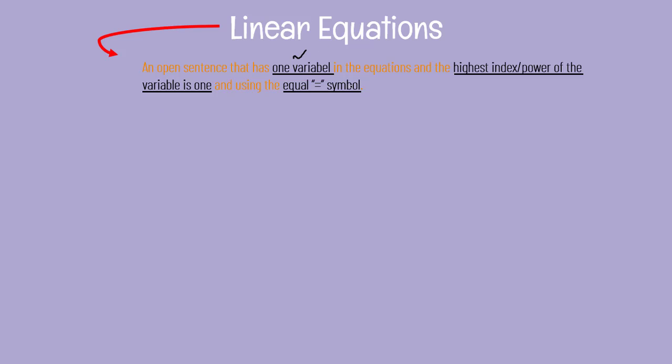An open sentence that has one variable in the equation, where the highest index or power of the variable is 1, and using the equal symbol. So, there are 3 points to detect whether the equation is a linear equation or not: one variable, the highest index or power of the variable is 1, and it has an equal symbol. I have 2 examples here. x plus 5 is equal to 9 and x squared minus 16 is equal to 0. Which one is the linear equation?